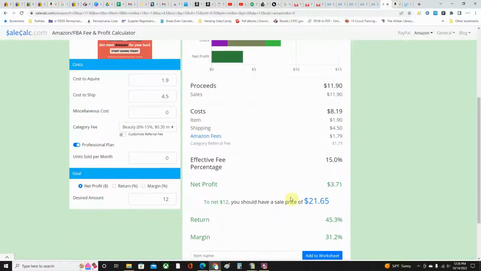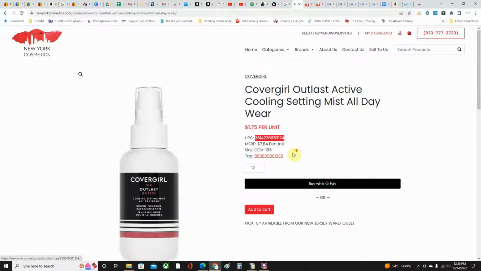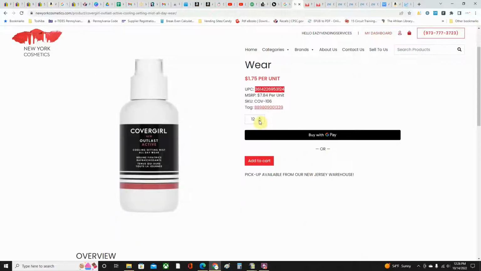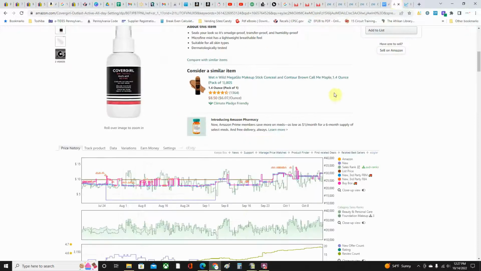And if you look right here, my net profit would be $3.71 after shipping and all of that stuff. So still a pretty nice profit. So that one particular item would be worth sourcing from them. Okay, and you would just kind of go on and on.